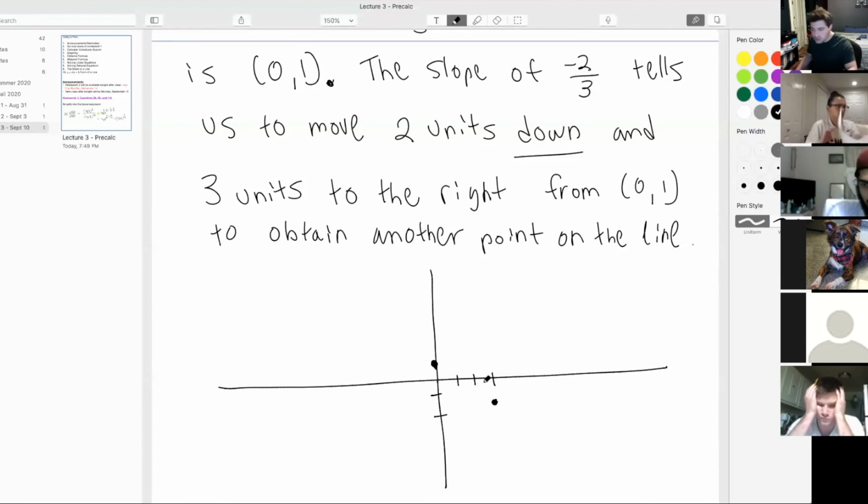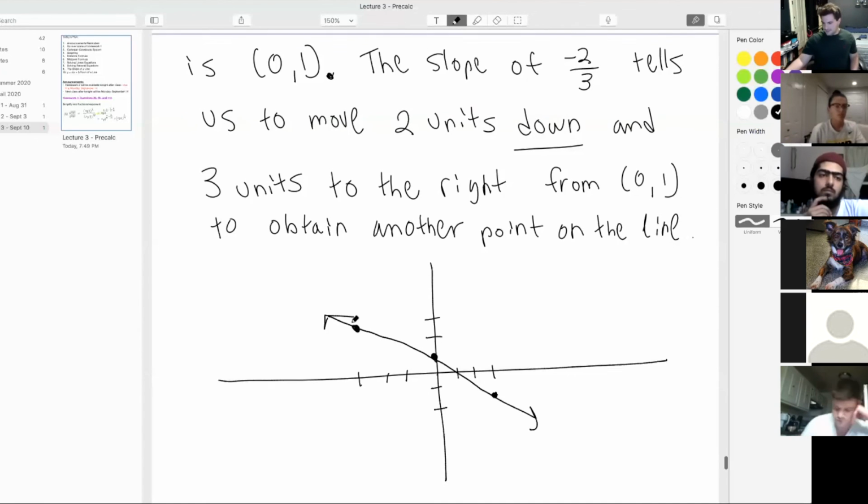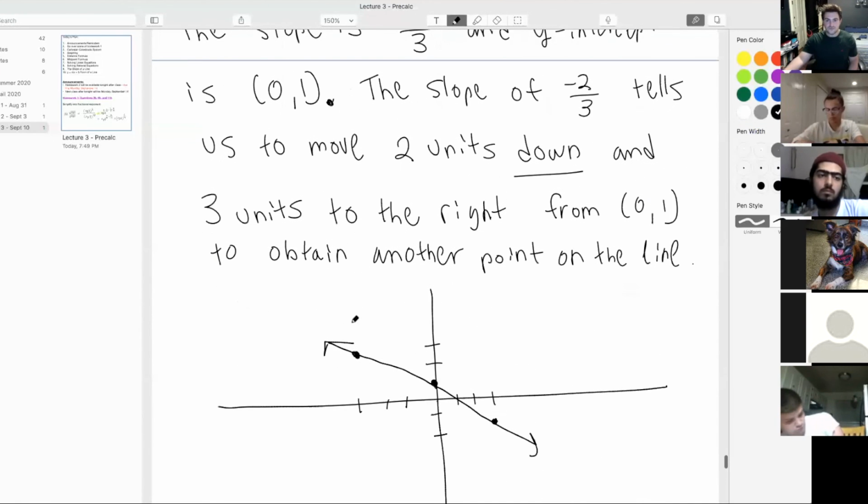And alternatively, I can move 2 units up and 3 units to the left to get another point. So 2 units up and 3 units to the left. That'll put me right here about. All right, and then you just connect the dots. Oh, that's a bad one. So, yeah, just connect the dots and you get your line. So I hope that's okay. So just please let me know if there are any questions.